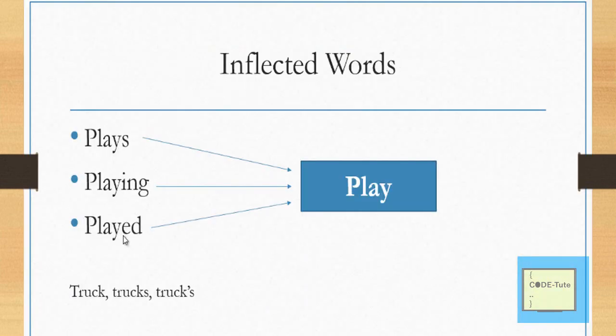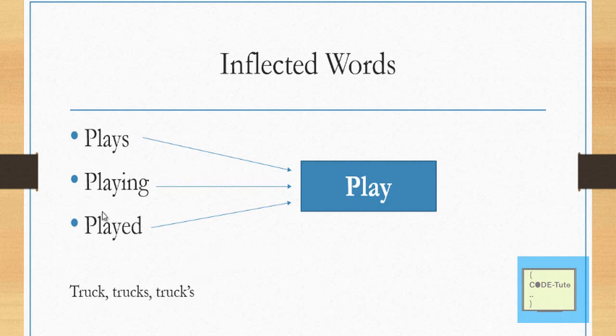These are some inflected words like plays, playing, played. Now what is an inflected word? When we modify a word to express something, the word is an inflected word. Like here I have modified this word play in three forms: plays, playing, played, and also this word truck is modified, trucks, apostrophe s. So all of these words have a common root word.